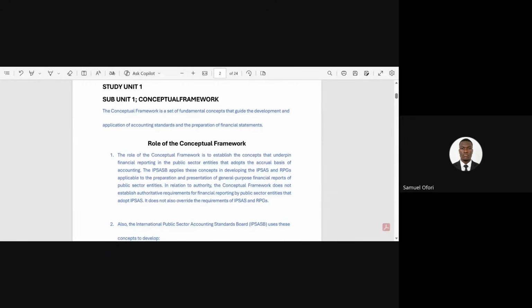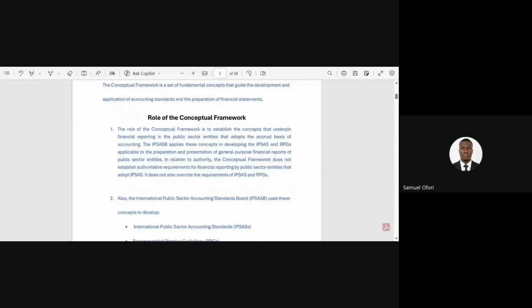And in the last part, you see that in relation to authority, the conceptual framework does not establish authoritative requirements for financial reporting by public sector entities that adopt IPSAS, and it also does not override the requirements of IPSAS and the RPGs. So look at these two terms. Don't worry. The Board uses the conceptual framework to set the standards, but when these standards are set, they are what guide us in the preparation of the financial statements. We don't use the conceptual framework in preparing the financial statements. In the case where the IPSAS is not available, that's where you can go and visit the conceptual framework, and even then it's just guiding your decision as to how to classify a certain asset, liability, or revenue. But in preparing the financial statements, the IPSAS is what we use and not the conceptual framework.